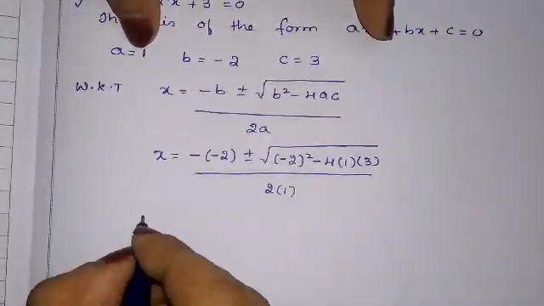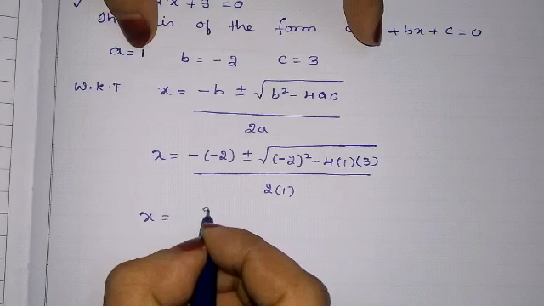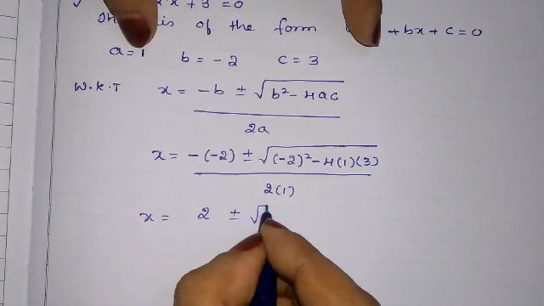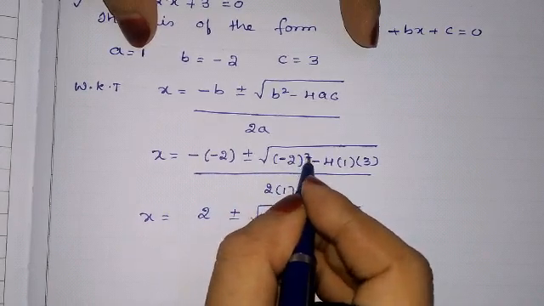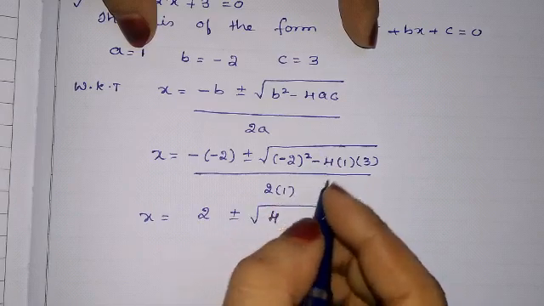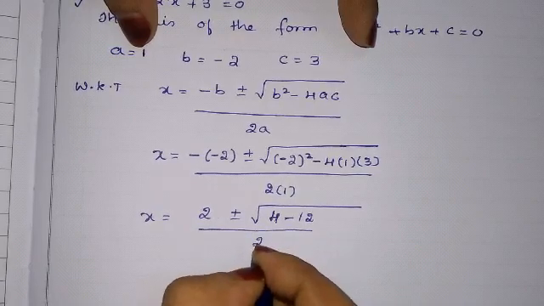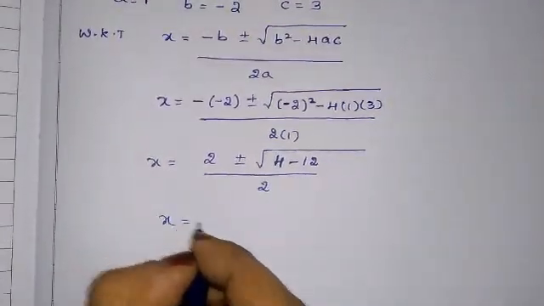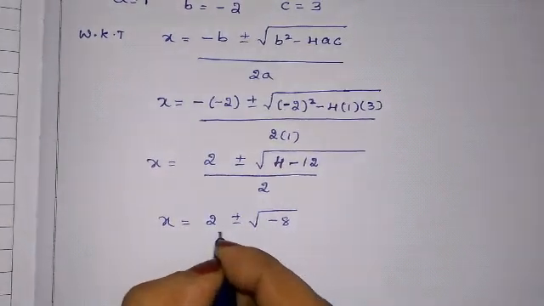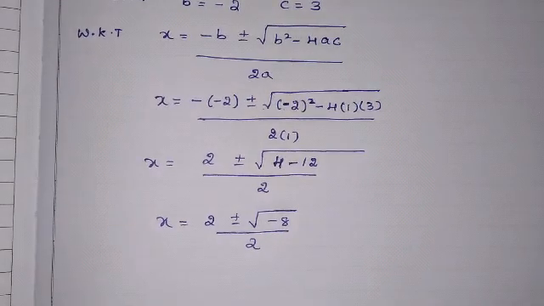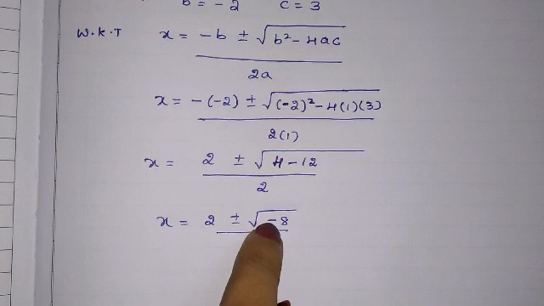Now x is equals to minus minus is plus, so 2 plus or minus root of 2 square is 4. I have told, negative sign square means it becomes positive 4. Minus 4 3s are 12 upon 2 1s are 2. X is equals to 2 plus or minus root of minus 8 by 2. Here we cannot do further because inside the root we have got a negative number.